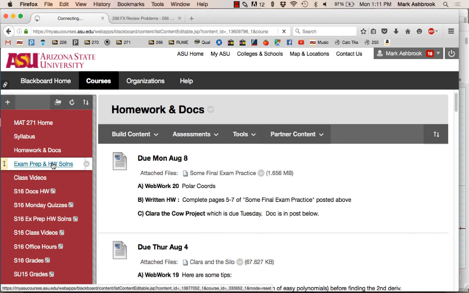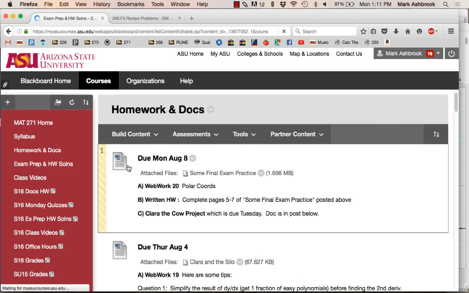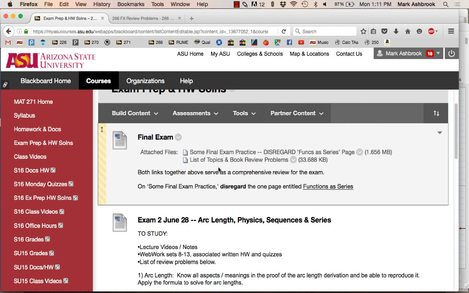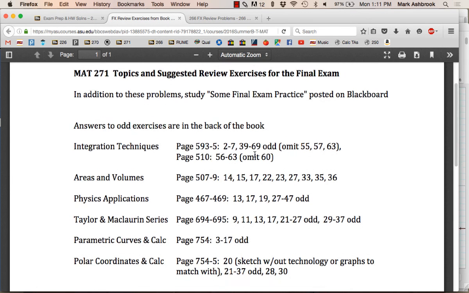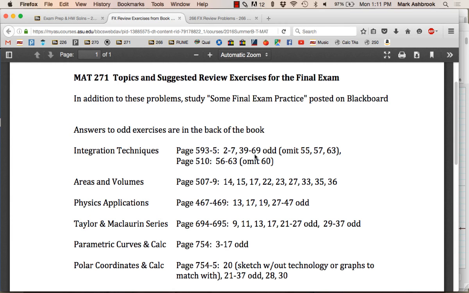If you go to exam prep and homework solutions, the list of topics and book review problems is comprehensive in terms of the topics. So I've narrowed it down. You don't have any of the lead up to Taylor and Maclaurin. The only thing about series and sequences is Taylor and Maclaurin series, nothing else. Just what was not covered on exam 2.